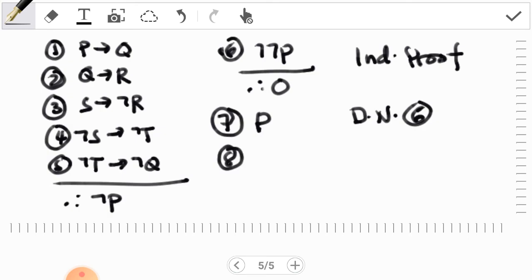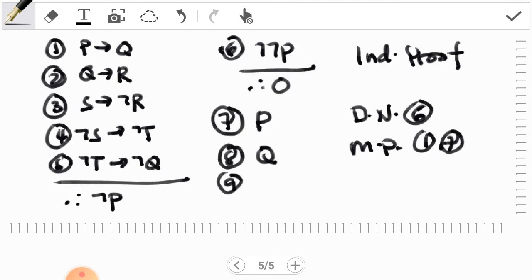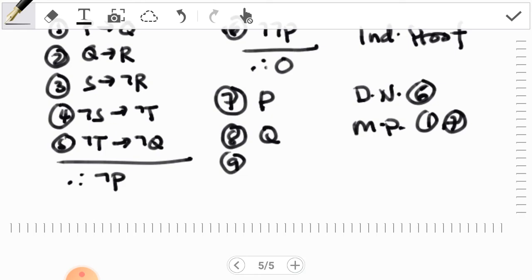What's next? Where do we find P? P can only be found in the first premise. P implies Q. We have P, therefore Q. Using modus ponens of 1 and 7. And after that, where do we find Q? We find Q in 2. Modus ponens again of 2 and 8.